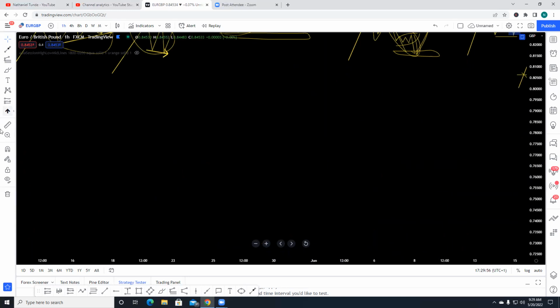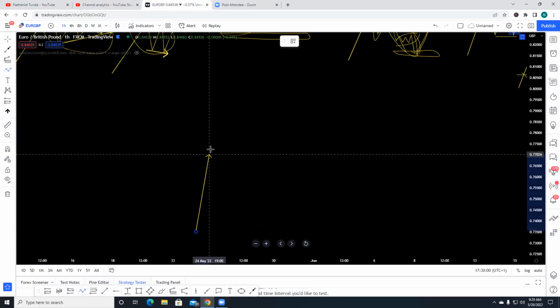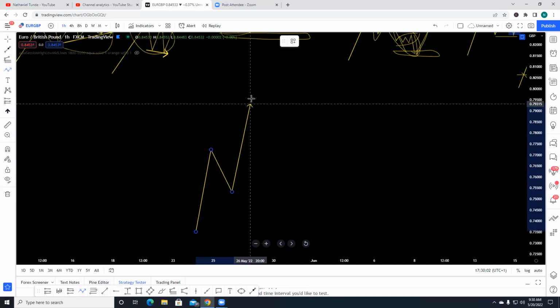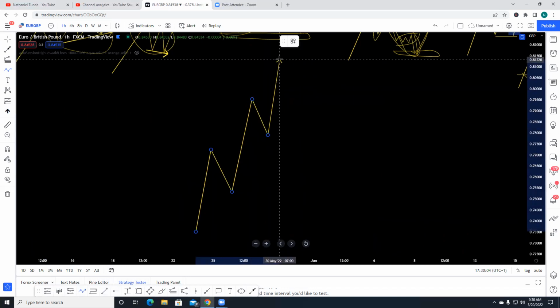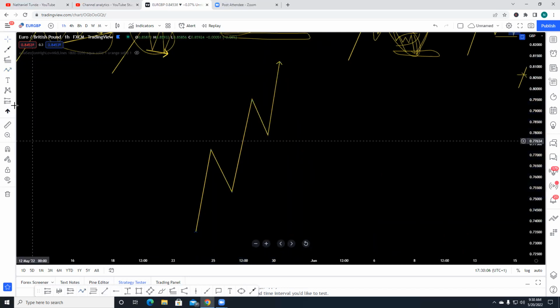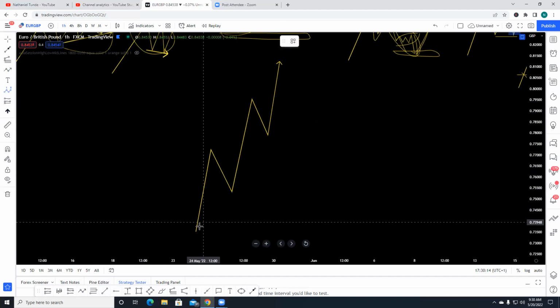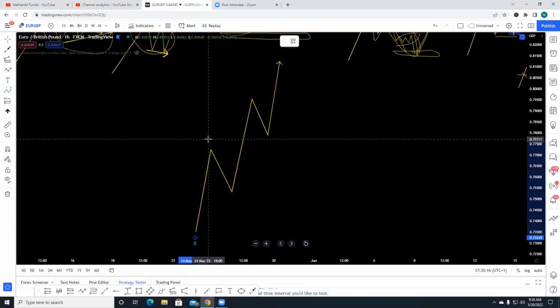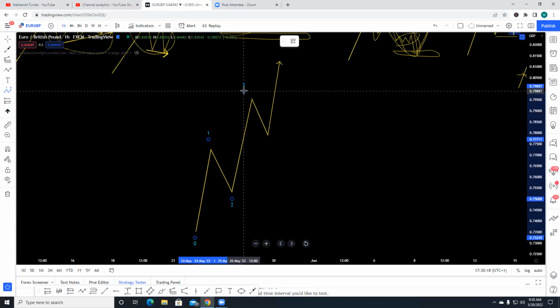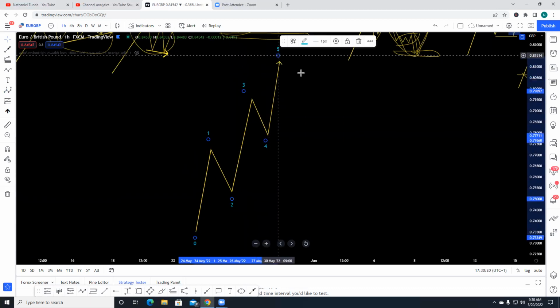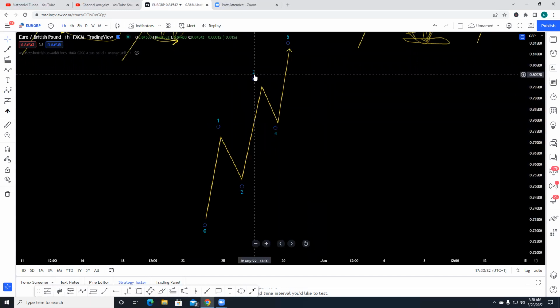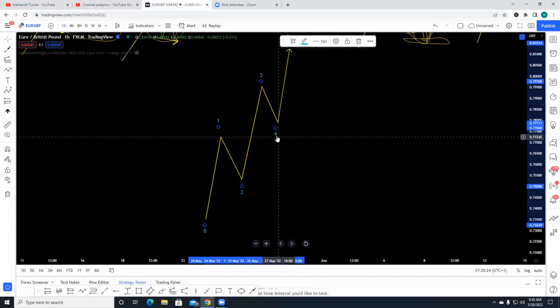So within the impulsive move, let's draw it again, guys. This is 1, this is 2, this is 3, this is 4, this is 5. This is an impulse, guys. Let's label it. You come here, this is a labeling tool. You have Elliott impulse wave 1, 2, 3, 4, 5. Click it here, put it here, 0 to 1 to 2 to 3 to 4 and to 5. This is a 5-wave structure, okay, based on Elliott wave.